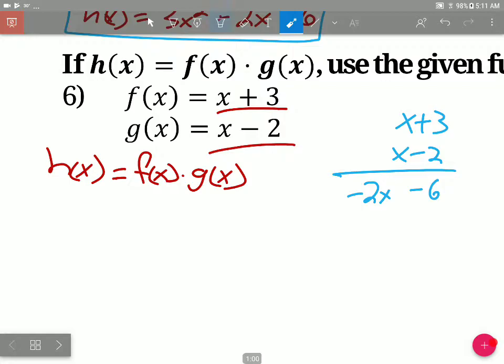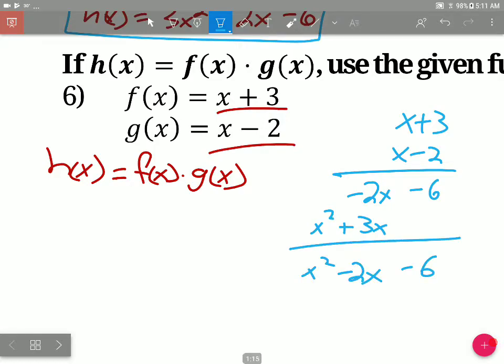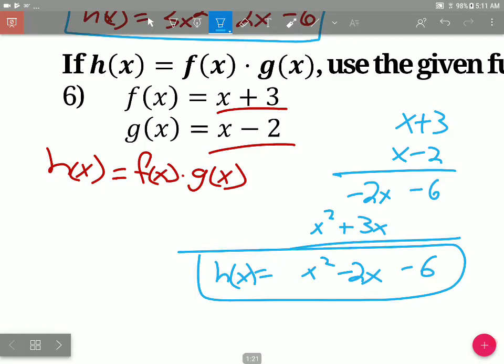So that's x times 3 is 3x. And then x times x is x squared. So I got x squared minus 2x minus 6. That's my h of x. Okay?